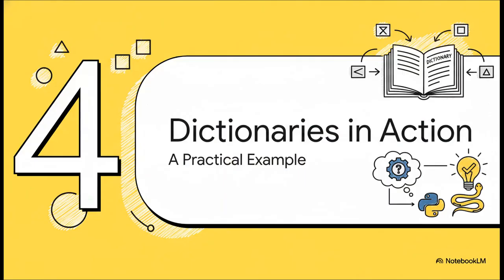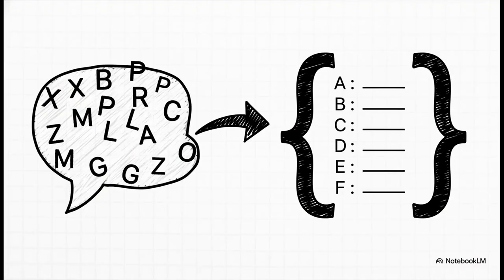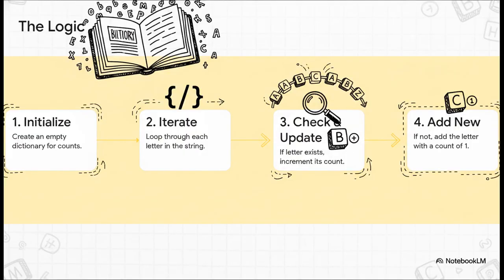Okay, theory's great, but let's see this thing in action. We're going to take all this and use it to solve a classic, practical problem. So here's the challenge. We need to count the frequency of every single letter in a sentence. This is a perfect job for a dictionary, where we can use it to keep a running tally. And the way we do it is actually pretty elegant. First, you just create an empty dictionary. Then, you loop through the sentence one letter at a time.